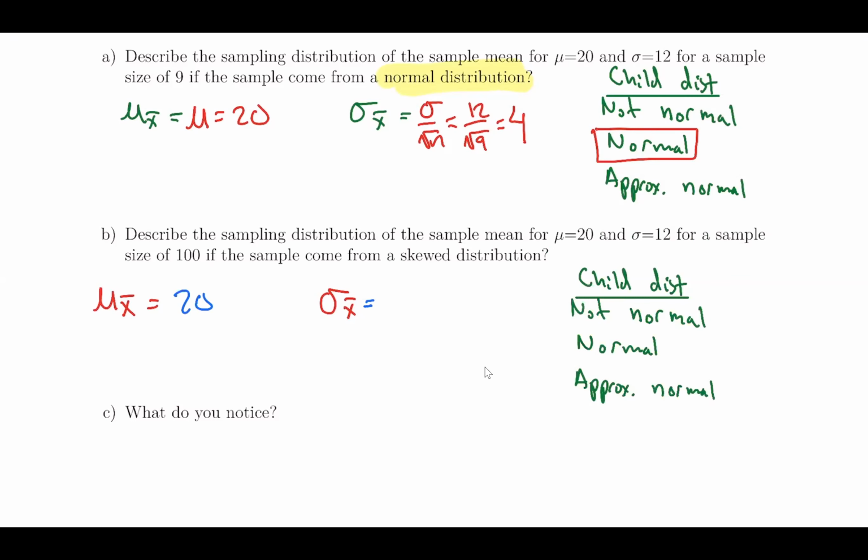So remember, I'm not asking for the sample size, I'm asking for sigma of x bar. So sigma of x bar will equal sigma divided by square root of 100, which is actually 10. So if you do 12 divided by 10, you get 1.2. All right, everybody good that sigma of x bar is equal to 1.2? All right, cool. So in this one, does the problem state anything about the distribution or the parent distribution being normal?